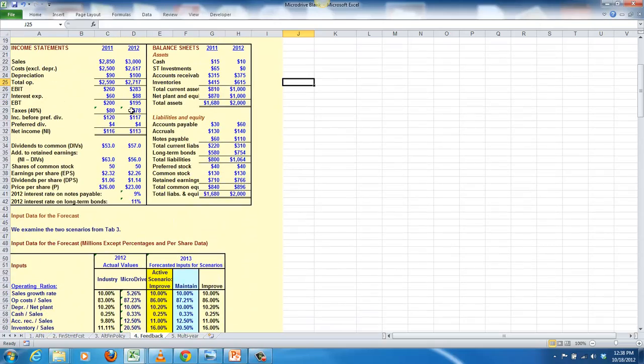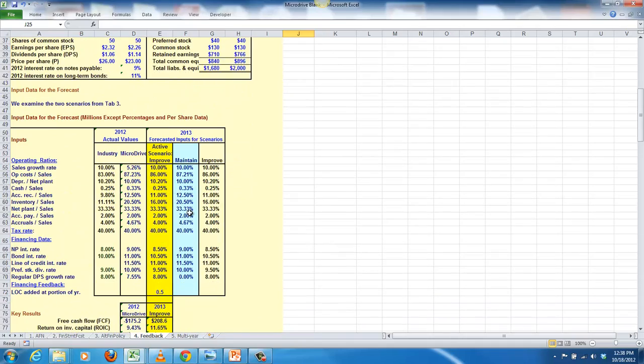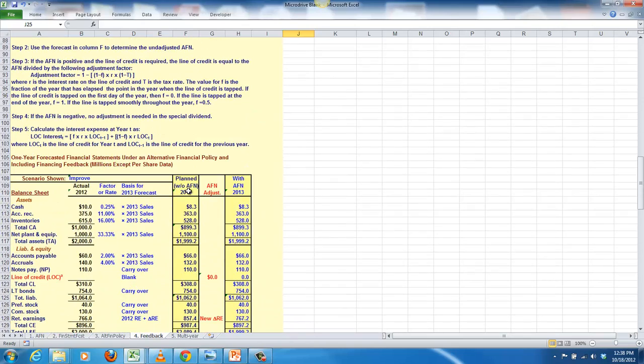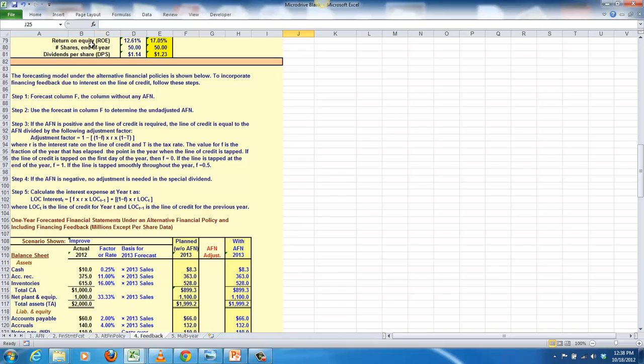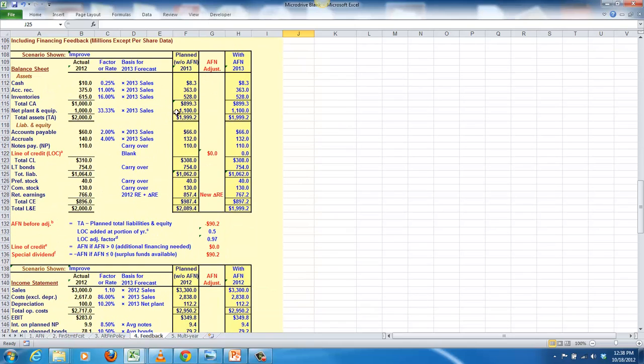If you scroll down, so this is the same as before, using the historical information. And then down below here we include the new information of the financing feedback. If you read here, the step 1 is to, in the forecast column F, we start with the column without any additional funds needed. We use the forecasting column F to determine the unadjusted additional funds needed. Okay. So I'm going down here. In F, this is without the additional funds needed. You'll notice the balance sheet does not balance. We don't like that. We like balance sheets to balance.